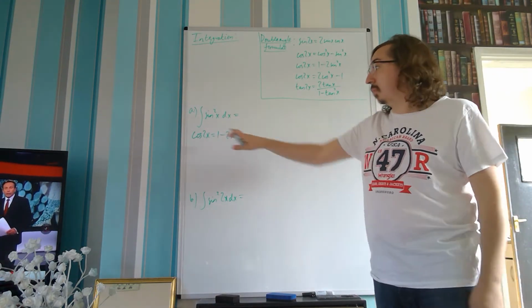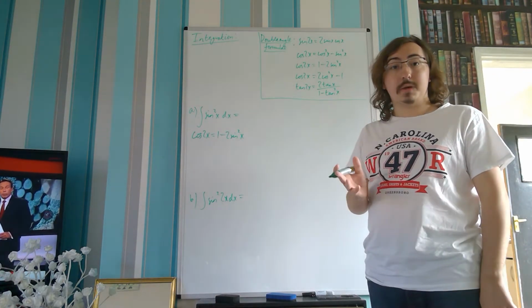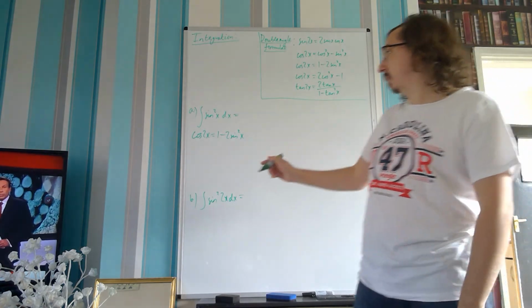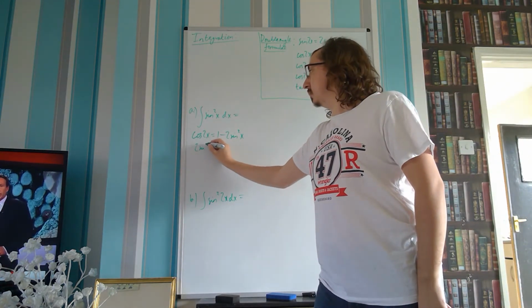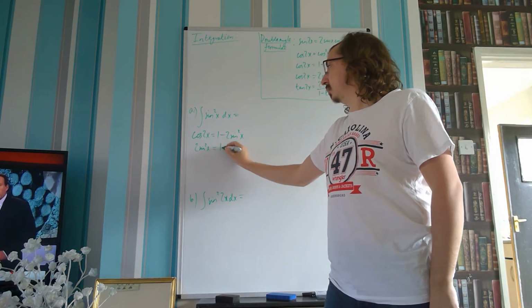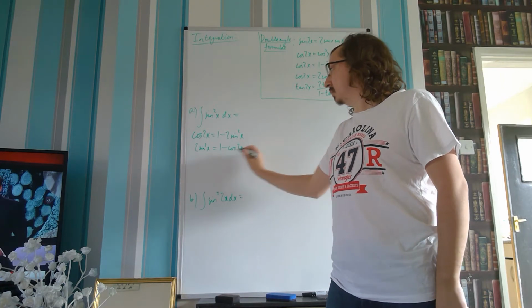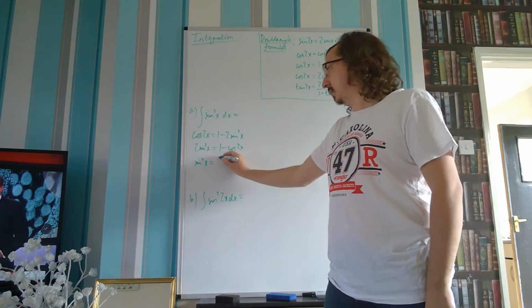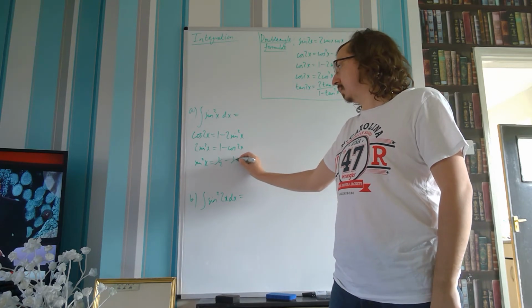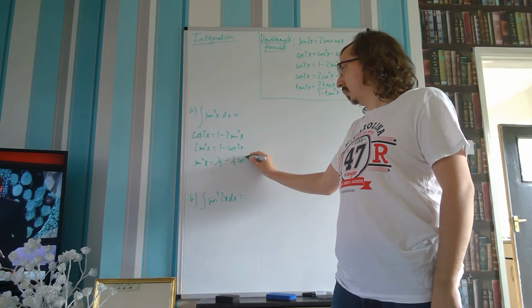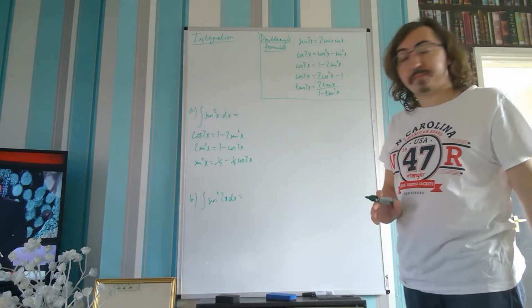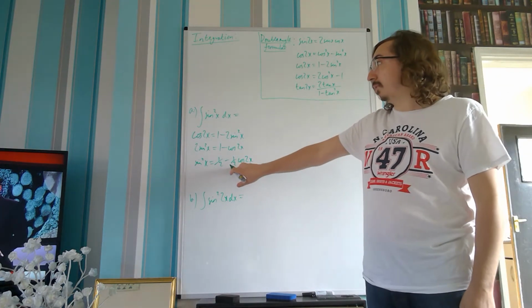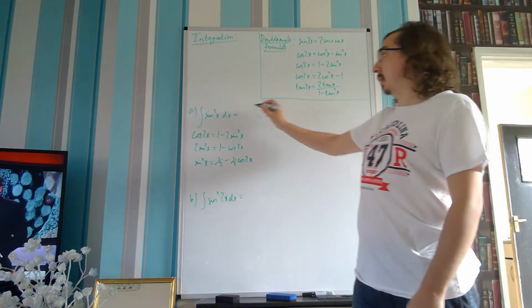And all we need to do is rearrange this to make sine squared x the subject of the formula. So 2 sine squared x is equal to 1 minus cos 2x. So sine squared x is equal to 1/2 minus 1/2 cos 2x. Once you have that formula, we can substitute that into our integral.